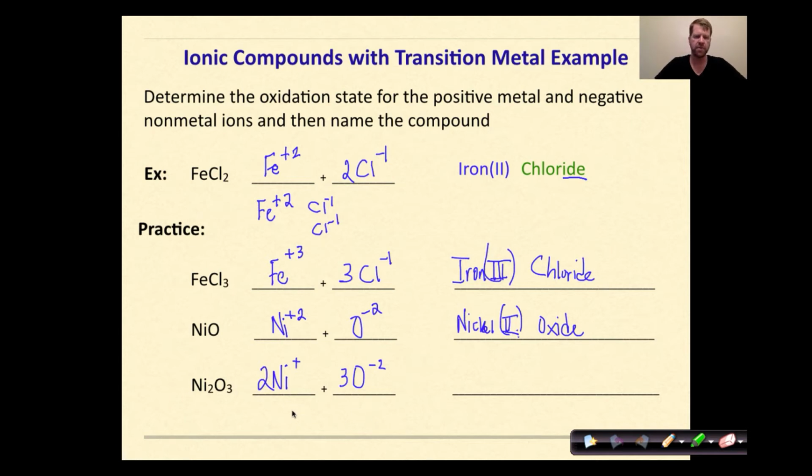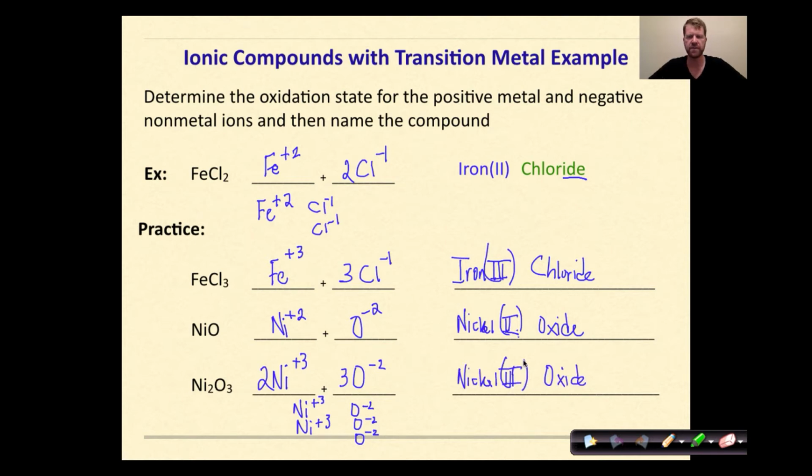And again, it may be helpful to draw this out as the picture method. I know there's 2 nickel plus something. I have to determine the number there. And I have 3 oxygen minus 2s. That's going to give me a total negative charge of -6. To think, I need 2 positive numbers that, when added to a -6, will equal 0. Thus, each nickel ion has to be +3. The name here is nickel Roman numeral 3 oxide.